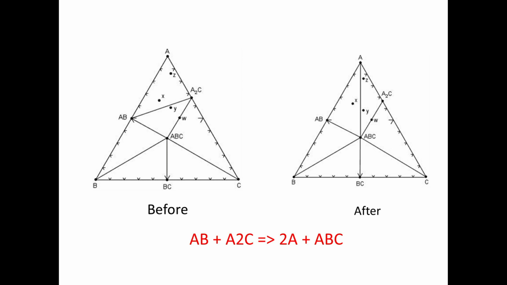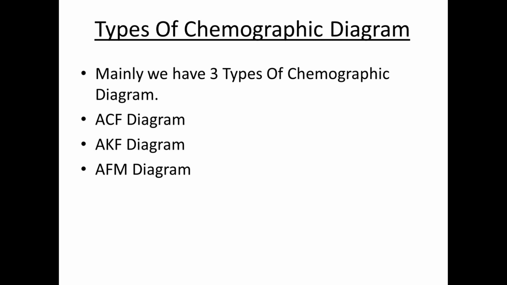You can compare both the diagrams shown here. In the previous case, AB and A2C coexist together and so they are joined by a tie line. As we change the temperature and pressure condition, AB and A2C cannot coexist together and they reacted to form 2A plus ABC. The tie line between AB and A2C broke. The new tie line is formed between AB and ABC, and similarly A2C with ABC.